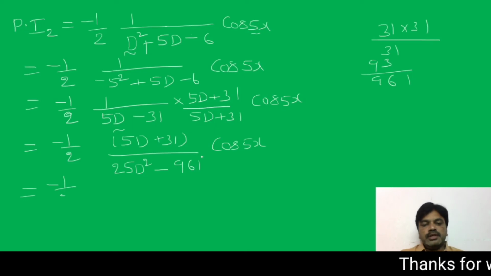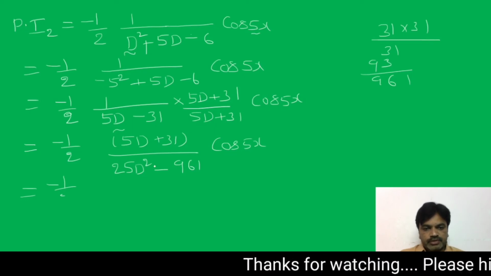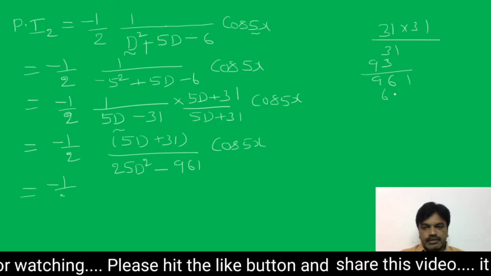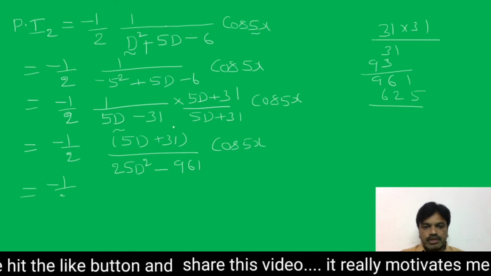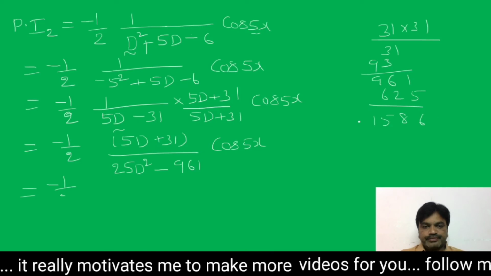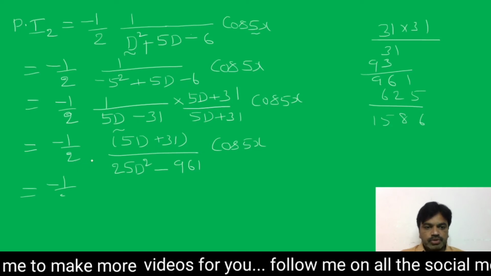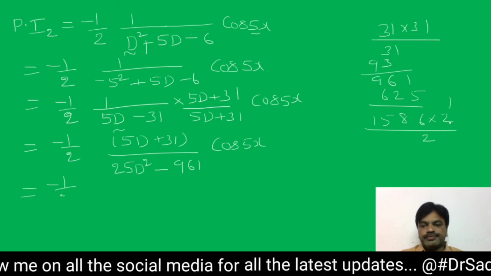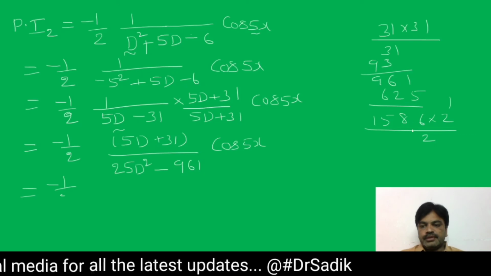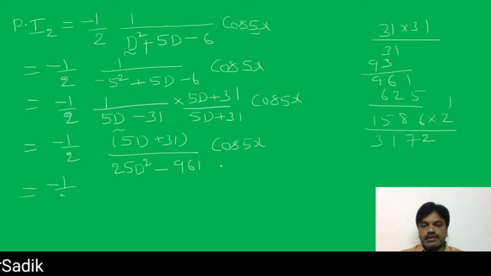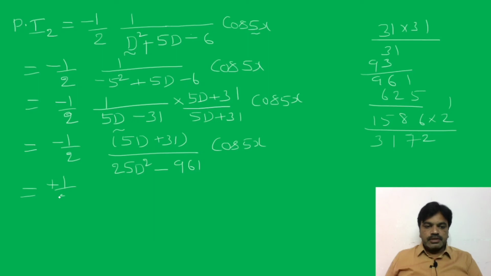That is equal to minus 1 by 2. See, friends, here d square means minus 5 square, that means 25 into 25, 625. Both are minus, so I add them, we get 625 plus 961, 1586. Already we have 2 here, multiply with 2, friends. So we get 3172. Minus in minus is plus, friends.